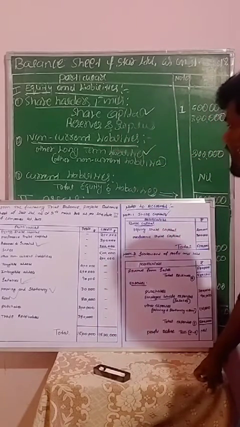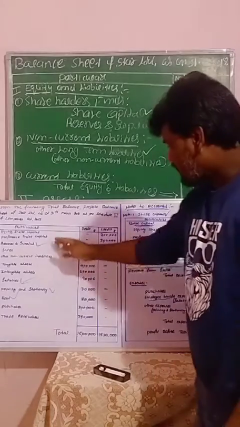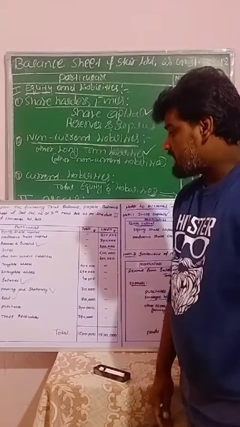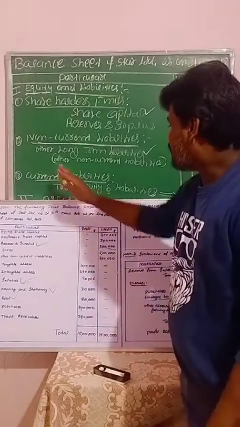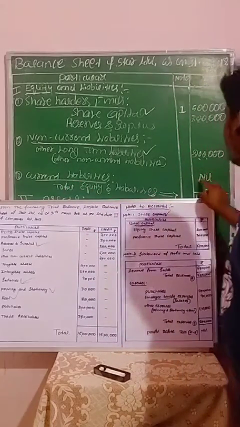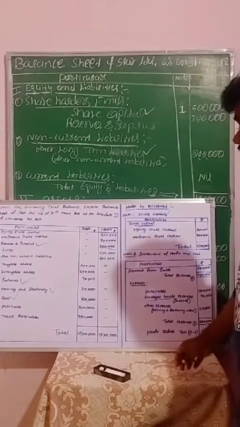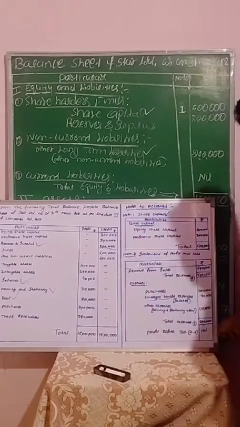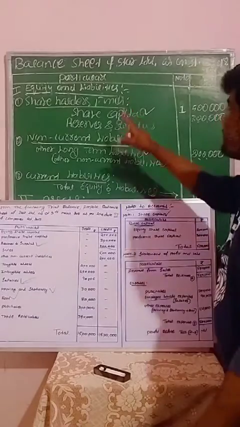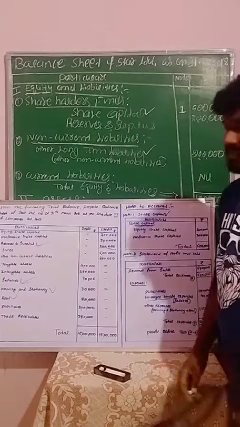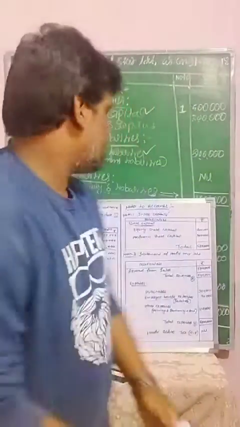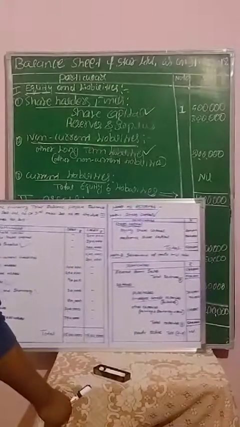The next one, current liabilities. As per the given information, no transactions are related to current liabilities. I mean, we can record nil here. So, as per the given information, we have recorded all the necessary transactions related to equity and liabilities. Now, we have to make the total balance of equity and liabilities.